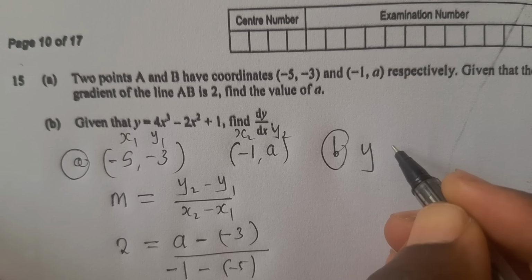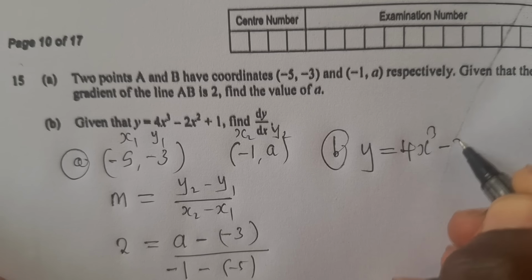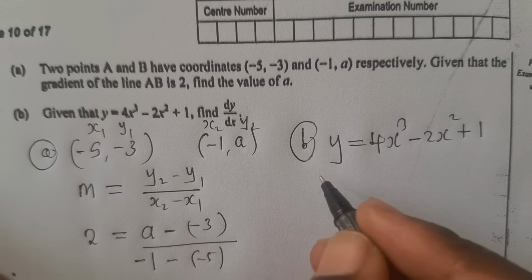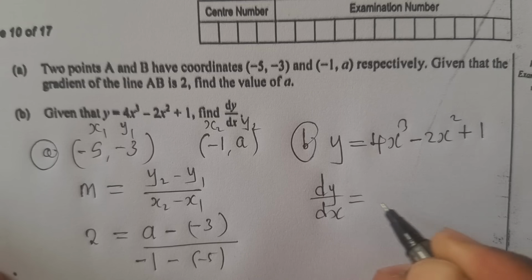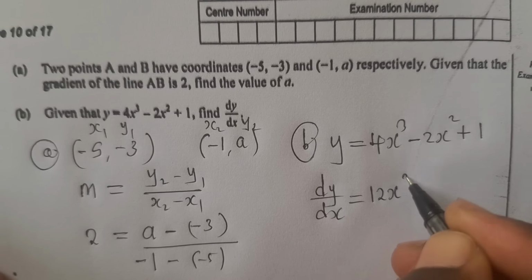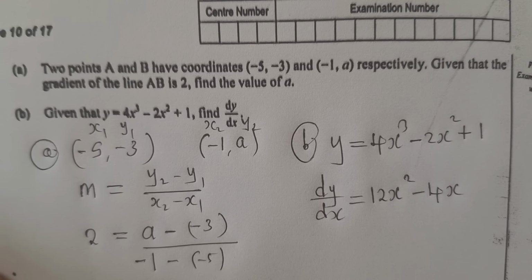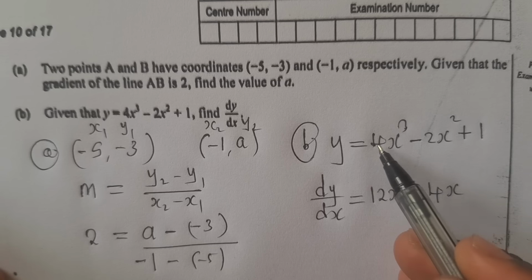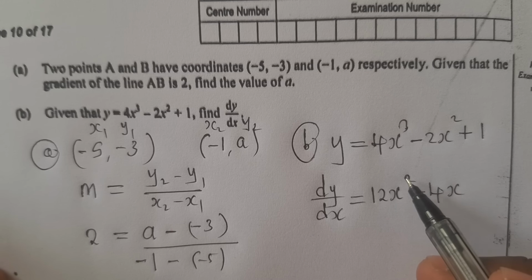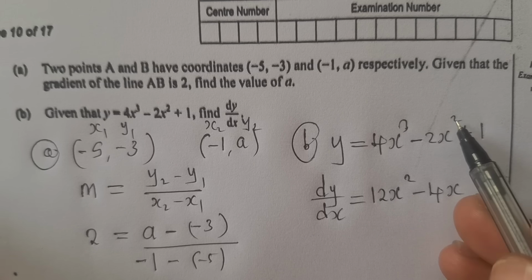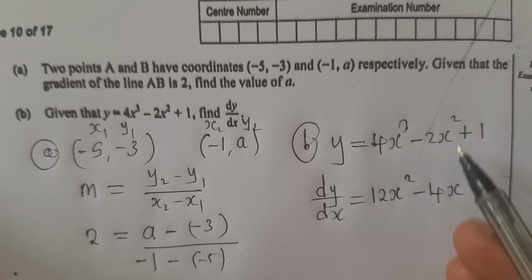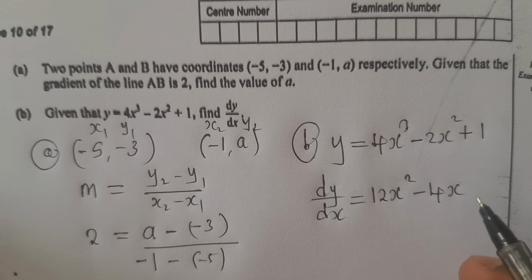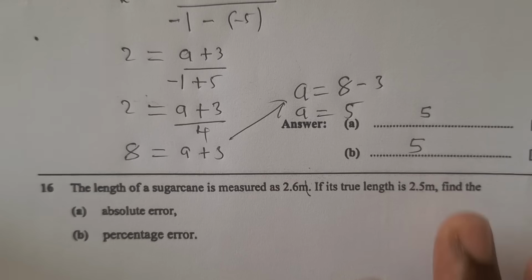They've given us y is equal to 4x^3 minus 2x^2 plus 1. They're saying we find dy/dx. dy/dx will be equal to 12x^2 minus 4x. Just multiply the power times the number in front. So 3 times 4 gives us 12, and the power 3 subtracting 1 remains 2. 2 times -2 gives us -4, you subtract 1, and you remain with x^1. For the constant, it will just give us a 0. So just leave it the way it is.